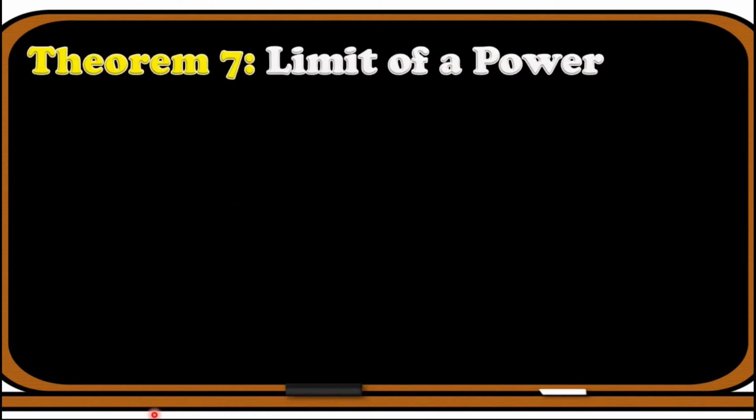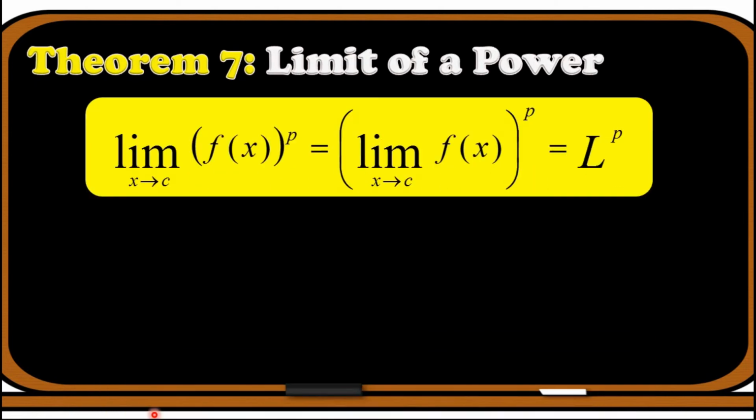Theorem number 7, limit of a power. This theorem states that the limit of an integer power p of a function is just equal to the power of the limit of the function. So this one is equal to the limit raised to the power of p.